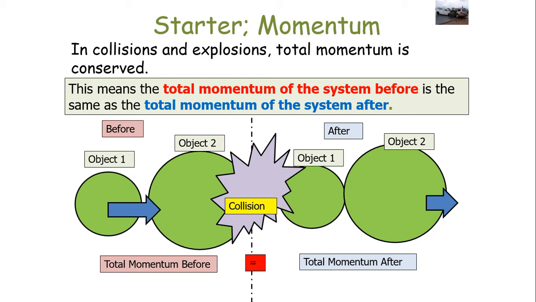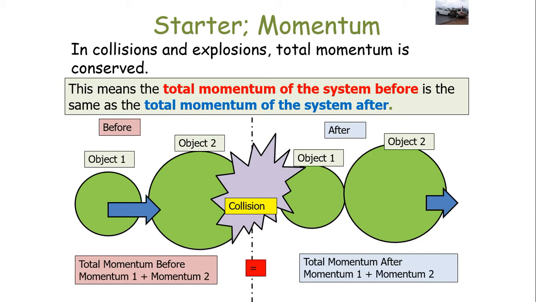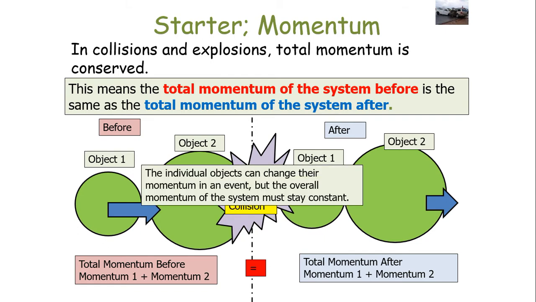What that means is that the total momentum of a system before is the same as the total momentum of a system afterwards. So we can say that the momentum of object 1 plus the momentum of object 2 before must equal the same afterwards. So this means that individual objects can change their momentum in an event, but the overall momentum of the system, all of the objects, must stay constant.